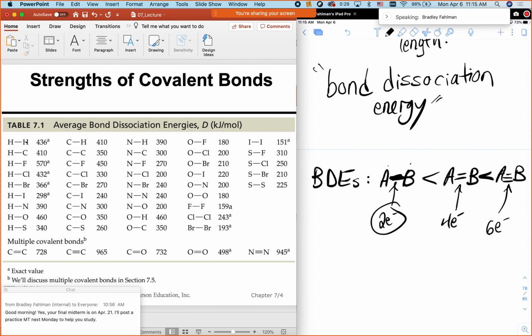An H-H bond is pretty strong, even stronger than a C-H bond, because these atoms are really small. They have overlap of really small 1s orbitals, so they can approach each other pretty closely and overlap really strongly, and that gives rise to a stronger bond. These are a little bit larger orbitals, so they can't approach each other as closely, and the bond strength is a little less.